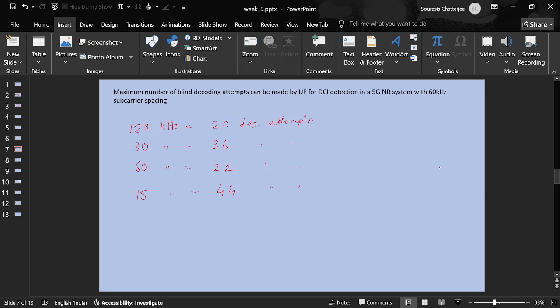This maximum number of decoding attempts is clearly much less than the possible combinations. If I talk about 275 cross 14, that many places I could look into in one slot. So first of all, can DCI appear anywhere in the slot as per standards? It should be in the first three symbols.